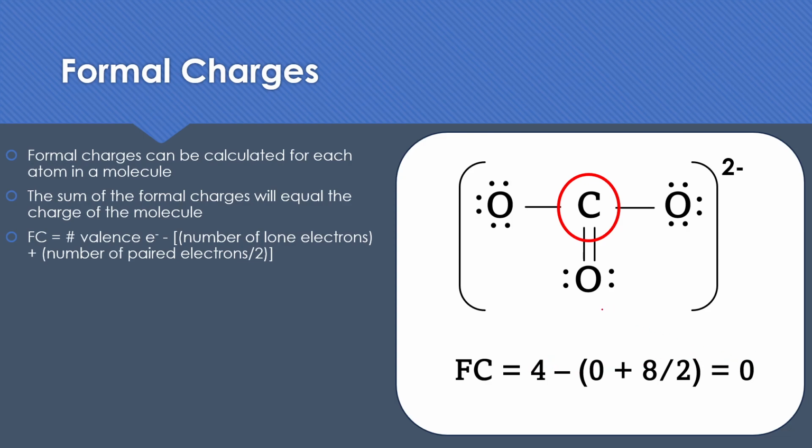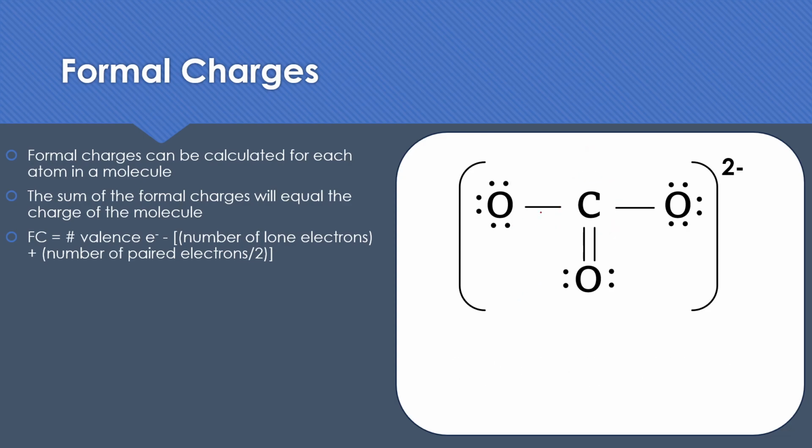So in this manner, you can calculate all the formal charges. I think there's an easier way to phrase it, though. Each line represents 2 paired electrons. In other words, one line is equal to 2 paired electrons. So the number of lines equals the number of paired electrons divided by 2.